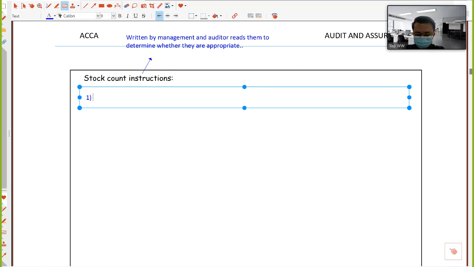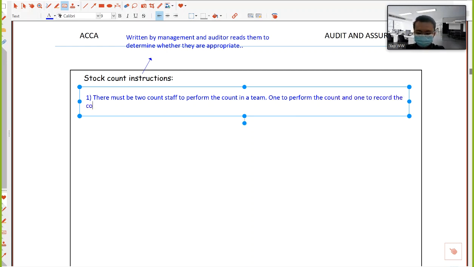First, there must be 2 count staff to perform the count in a team. One to perform the count and one to record the count.